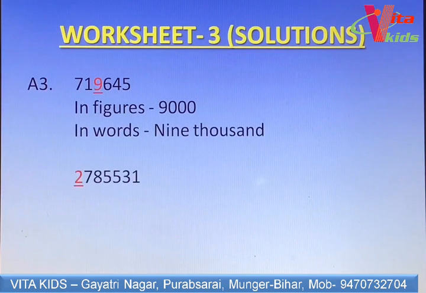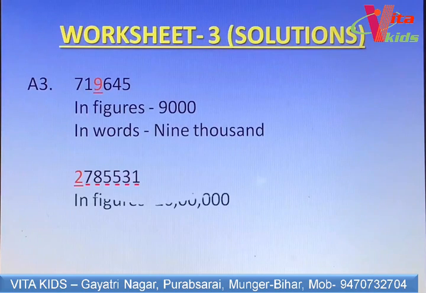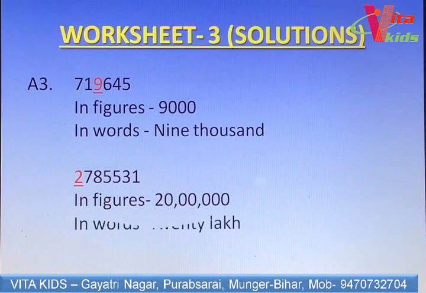The next one was we have to find the place value of 2 in 2785531. So after 2 we have 6 digits. So we will write 6 zeros after 2. This gives us 2 followed by 6 zeros, which is 20 lakhs. So in figures we'll write 2 followed by 6 zeros and in words we'll write 20 lakh.